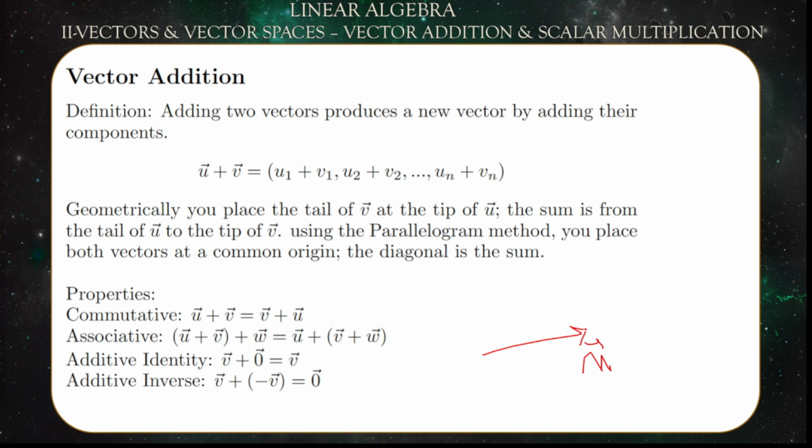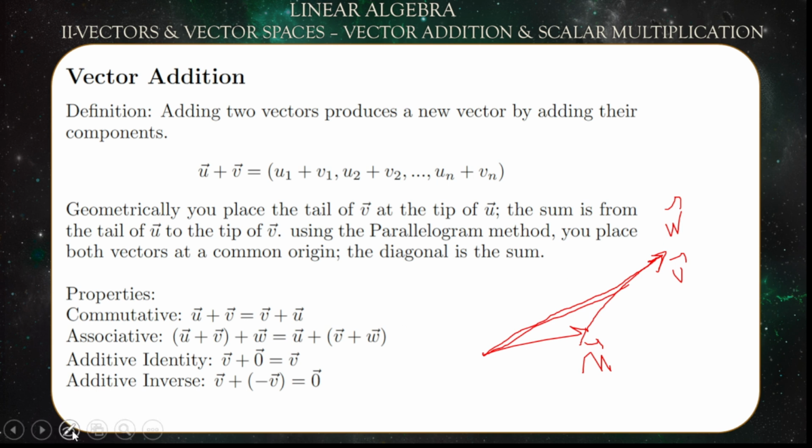So v should be placed at the tip, the tail of v, the starting point of v, should be placed at the head of the arrow u, and the sum of the two vectors becomes this diagonal of the parallelogram. I'm trying to draw it, which is this one. This becomes the sum of the two.